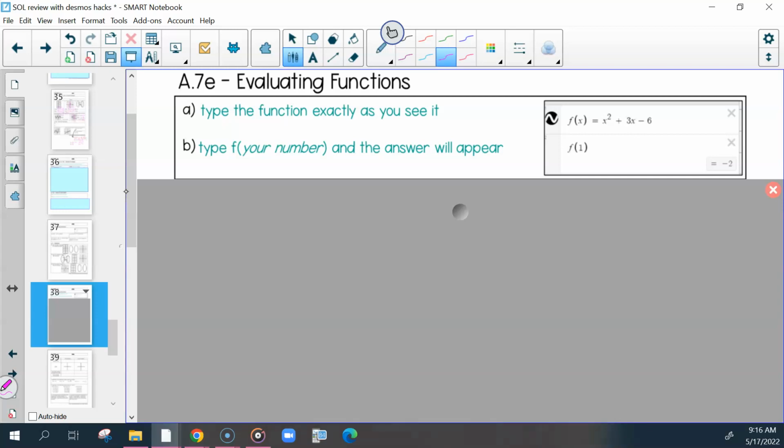Would we like to see any of 10 through 13 in Desmos? Okay. 11, I can do that. Anyone still writing this down?